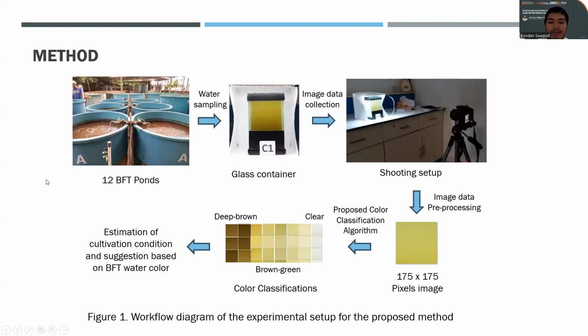In general, the workflow diagram of the experimental setup for the proposed method is shown in this figure. First, we have 12 BFT ponds. Then we make a water sampling. We put it in a glass container. We make an image data collection, the shooting setup. Then we pre-process the image data. We cut it into 175 by 175 pixels. And then we collect the data into a table. After that, we make a color classification using our proposed novel algorithm. When we know the classification of the color, we can give an estimation of cultivation condition and also suggestions based on BFT water color to the cultivator.